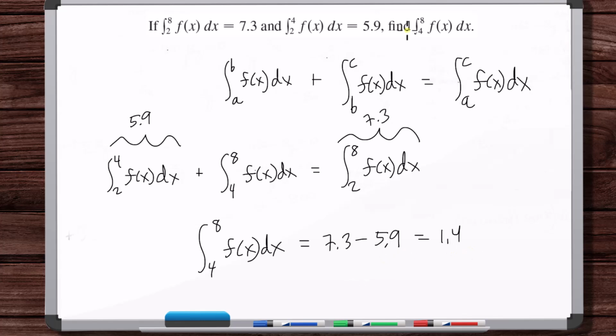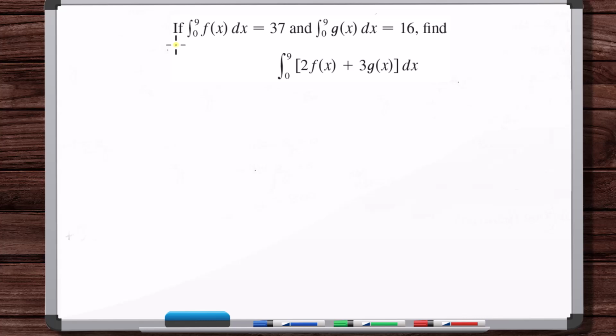That's it. This integral is equal to 1.4. Okay, if the definite integral from 0 to 9 of f of x dx is equal to 37, and the definite integral from 0 to 9 of g of x dx is 16, then find this definite integral. Okay, so we know that we can separate this into two separate definite integrals.